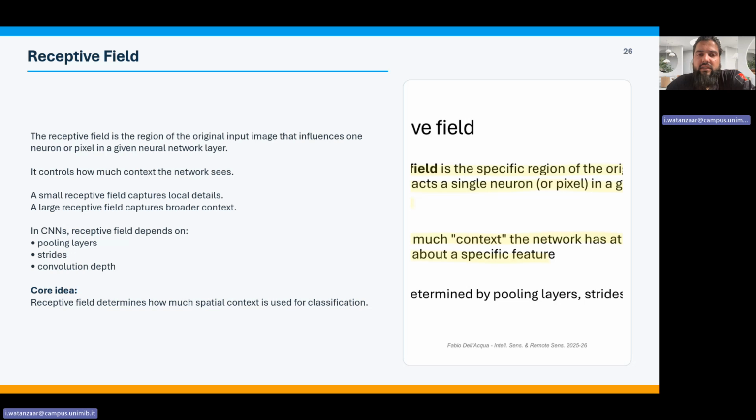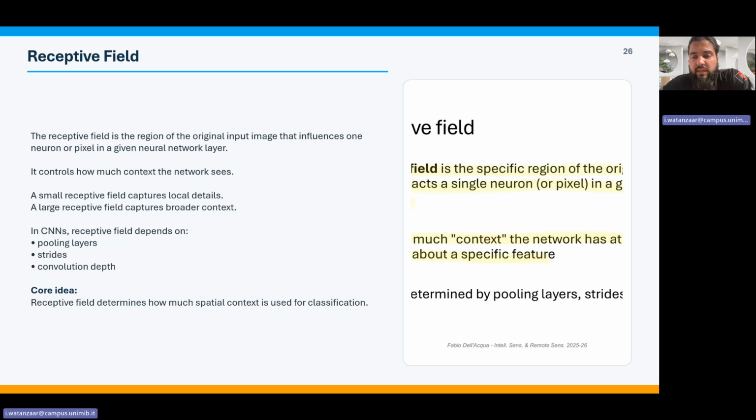So it is exactly controlled by the looking of the network layers. A small receptive field captures local details, which means they are looking into the local details, and the network looking is not really far. But a large receptive field captures broader context. This is really important. In CNNs, receptive fields can depend on the pooling layers, strides, and convolutional depth.